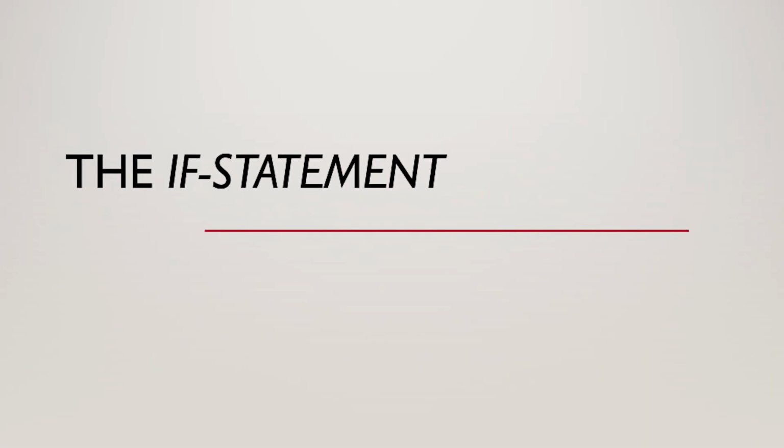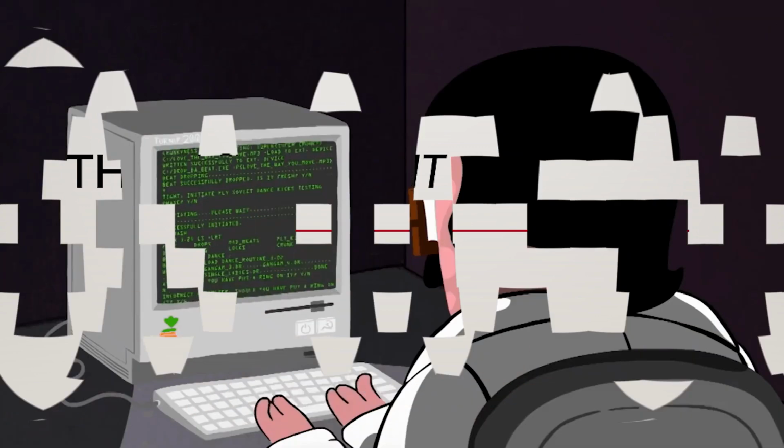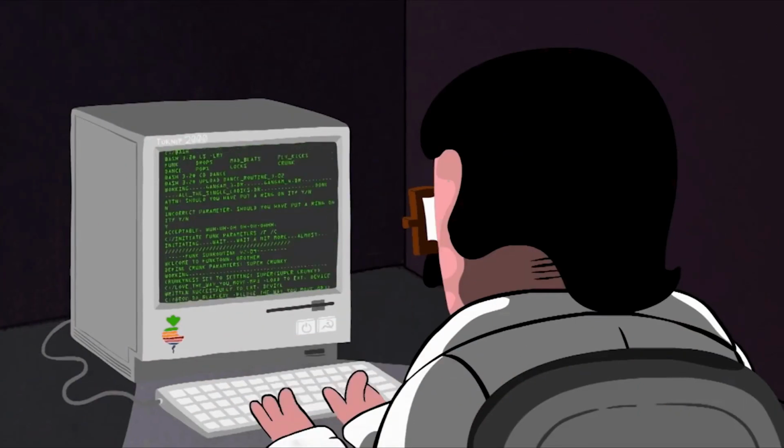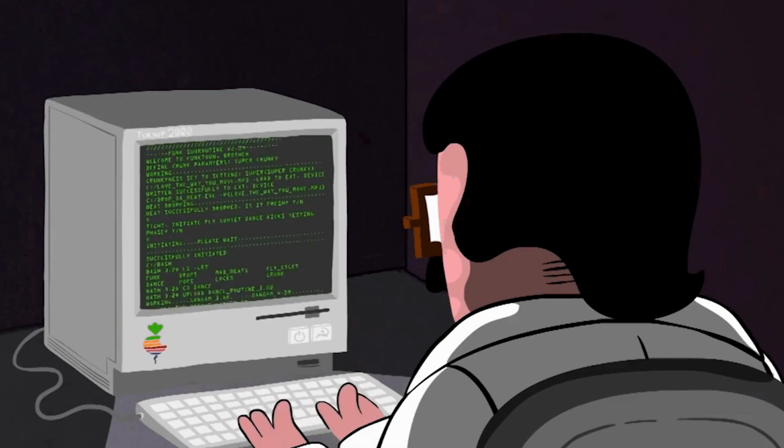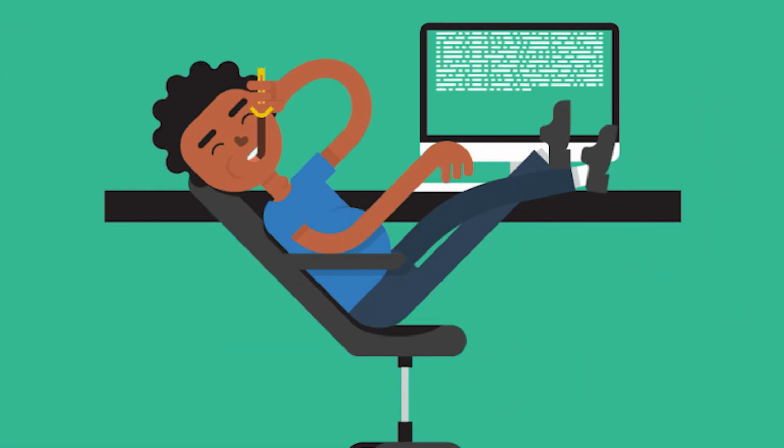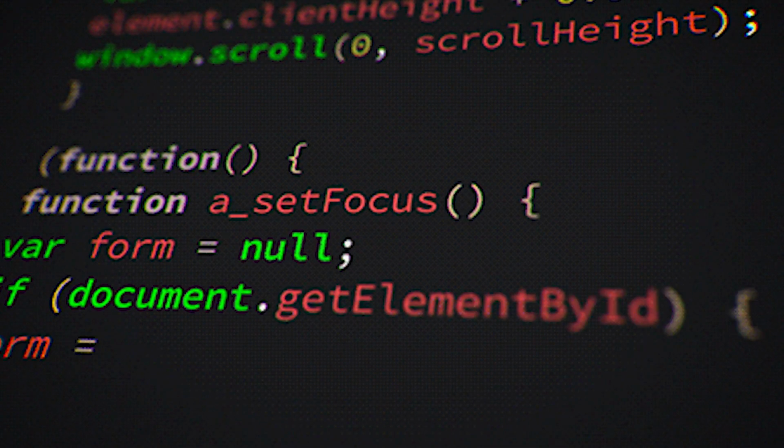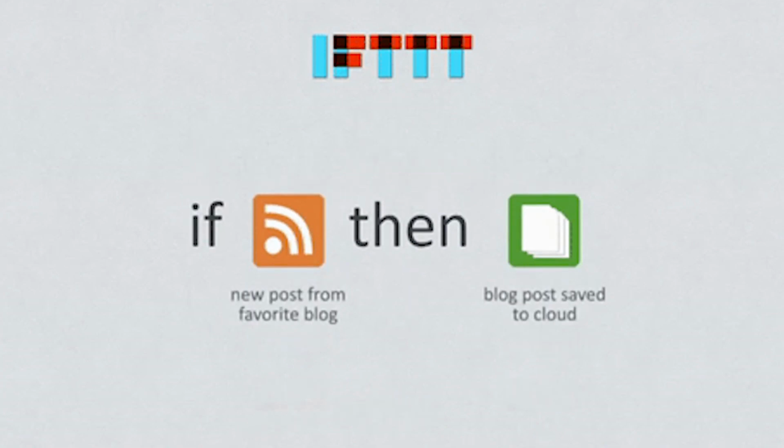In today's lesson, I'm going to be teaching you guys about if statements. Now, in basic language, a program is a series of instructions that tells your computer what to do. And an if statement is basically telling your computer, if this happens, then do that. And if this happens, then do that.